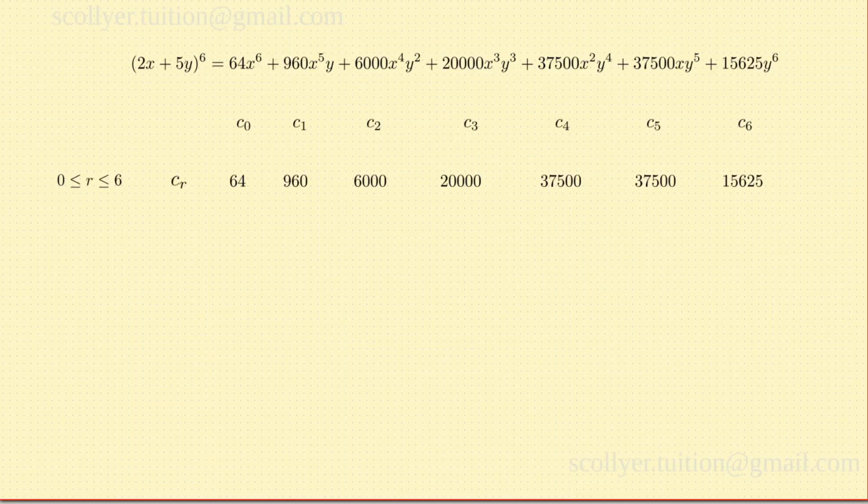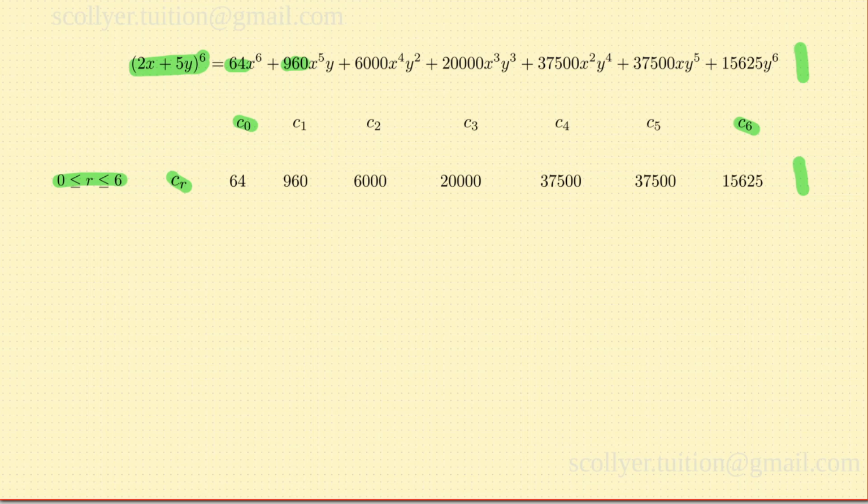Let's look at the expansion of 2x plus 5y to the power 6, which I've shown here. The numbers in front of each term, like 64, 960 and so on, are called the coefficients, and I've named them c sub 0 to c sub 6. The general coefficient is called c sub r, where r ranges from 0 to 6. I've made a list of the coefficients here, and we're interested in finding the largest coefficient.